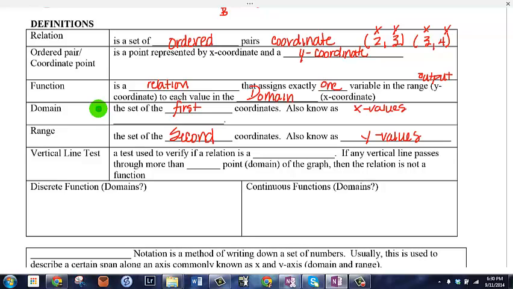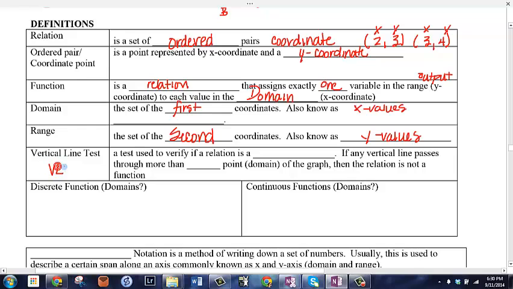Now we can test to see if these are functions or not, okay? Because not every relation is a function. And one of the tests that we have to do this is called the vertical line test. And the vertical line test is great because it's a visual test. We can also do that by checking the domains and seeing if they go to the outputs, the ranges. But let's talk about this vertical line test first.